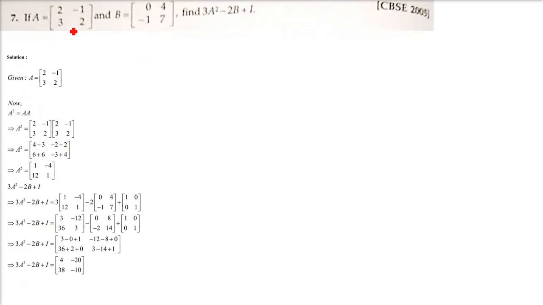Now A, B is given. This is CBSE 2005. We have to find out 3A square minus 2B plus I. Now A square we'll do, and we'll put B here, and an identity matrix. Let me do the A square first.